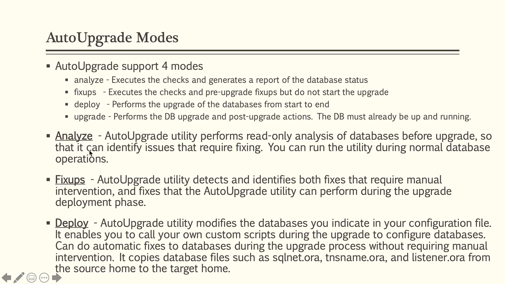So in deploy mode, the auto upgrade utility would modify the database you indicate in your configuration file. It will run analyze on the source database. It will run fix up on the source database. Then it will actually run through the upgrade process. It will create guaranteed restore points prior to the start of the upgrade. Then it will do the actual upgrade. And if you are doing non-CDB to PDB upgrades, it will make sure that your non-CDB database upon upgrade is plugged into a container database as if it's a pluggable database. It would also make sure that it copies sqlnet.ora, tnsnames.ora, and listener.ora from the source home to the target home.